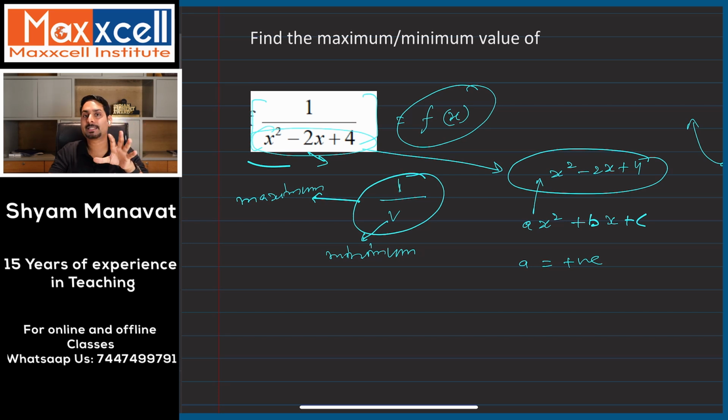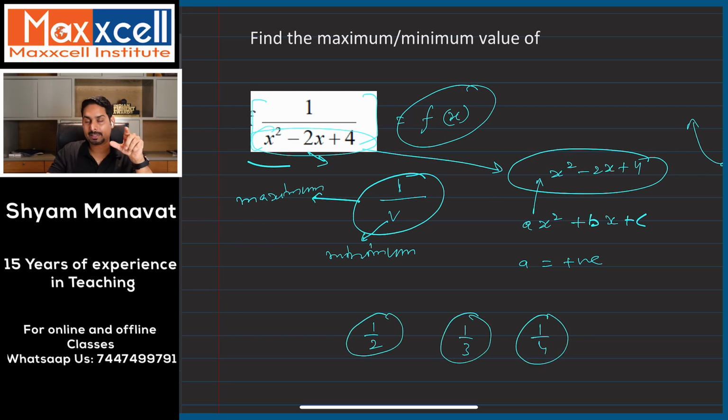Numerator इसका constant है, so there is no change in the numerator. आप ही बताओ यार, if I say 1 upon 2, 1 upon 3, 1 upon 4, if I keep increasing the denominator, the overall value of the function will keep decreasing. This is what? 0.5. This is what? 0.33. This is what? 0.25. And it will keep decreasing. ऐसा होगा ना? Correct?